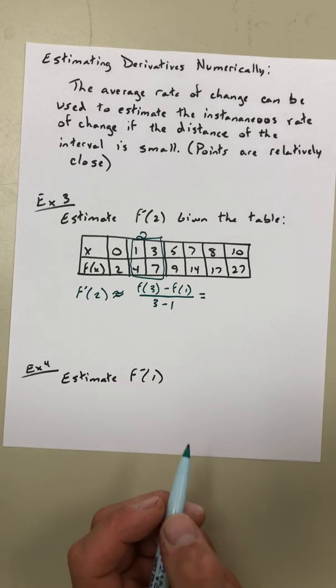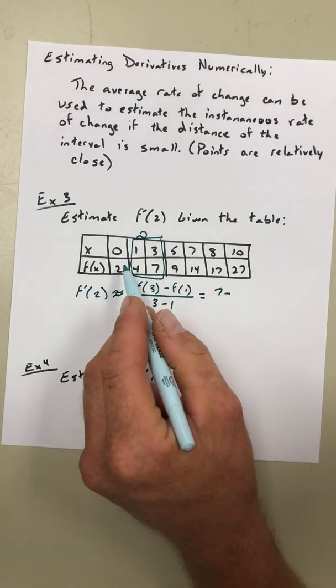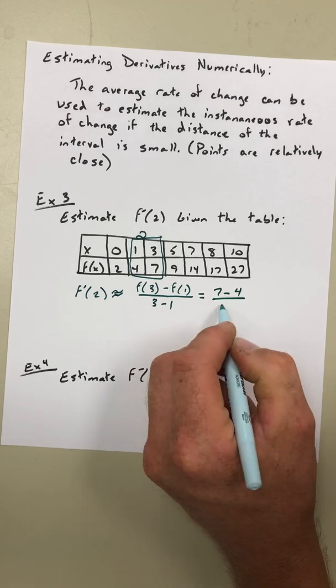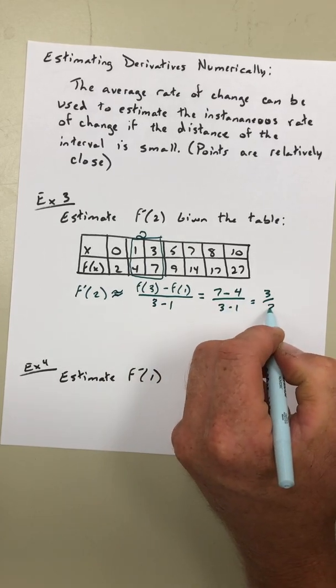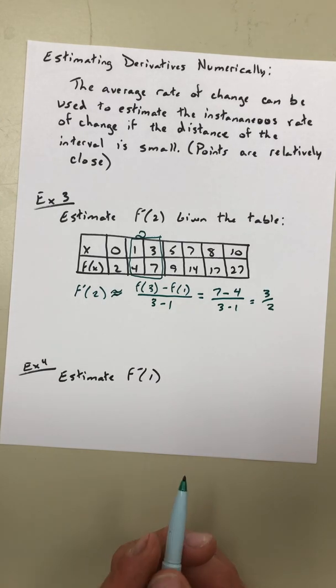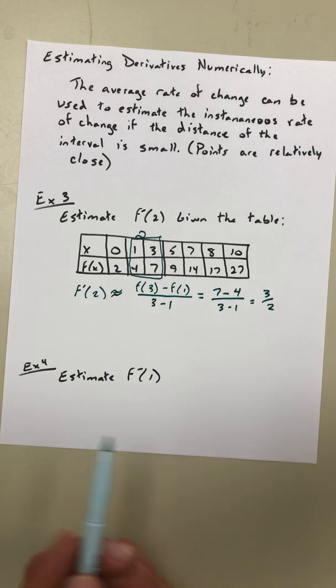So now we can go ahead and find f of 3. F of 3 was 7, f of 1 is 4, divided by 3 minus 1. 7 minus 4 gives us 3, divided by 2. So f prime of 2 is approximately equal to 3 halves.